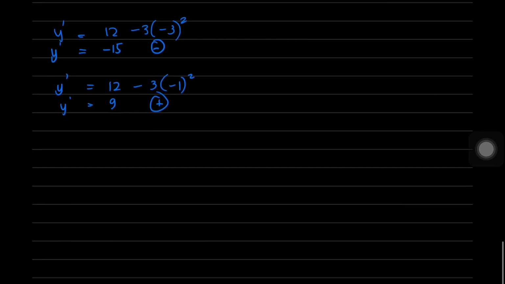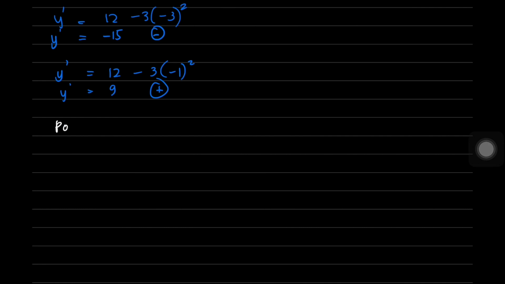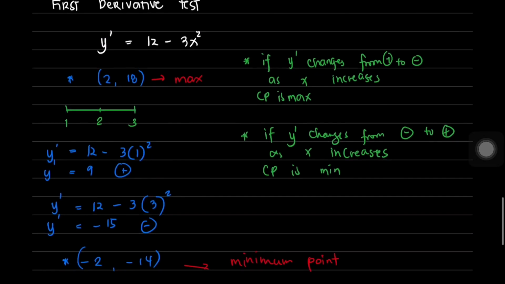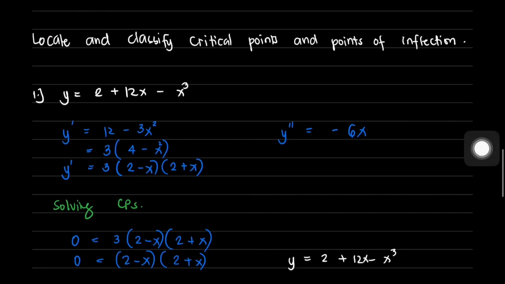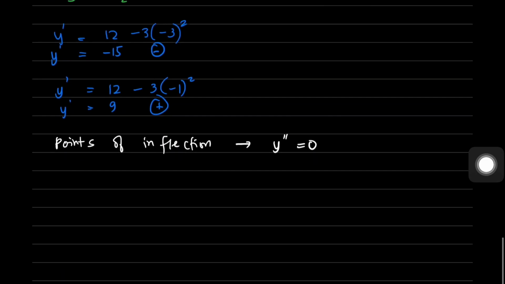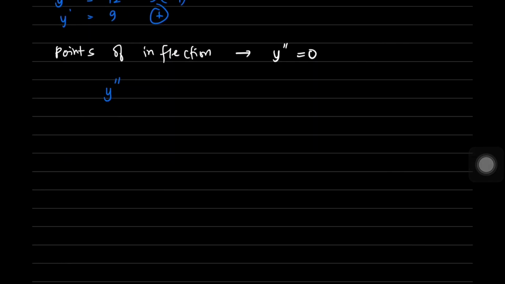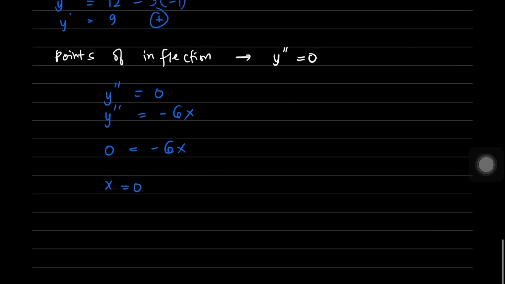And for the last requirement, we're going to solve for the points of inflection. In solving for the points of inflection, we're going to set y double prime equal to 0. And if we recall with our solution, y double prime was solved to be negative 6x. So 0 is equal to negative 6x, or the point of inflection is located at x equals 0.